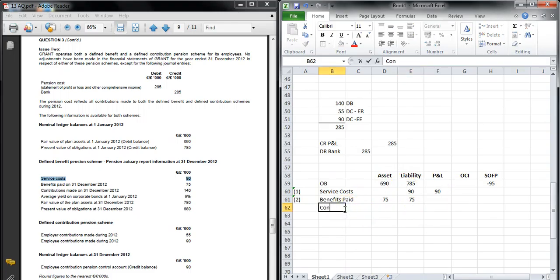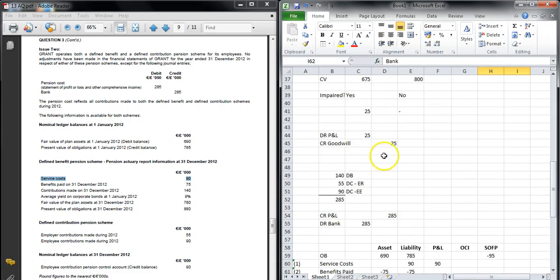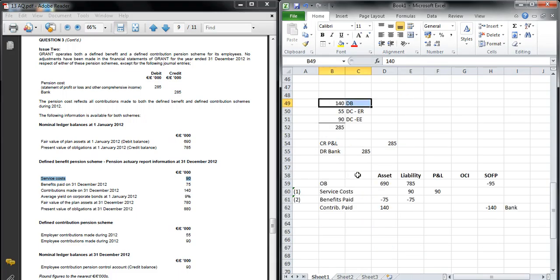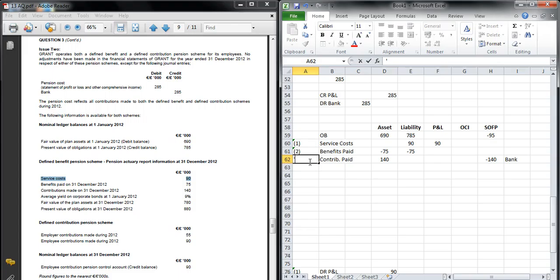The next one is contributions paid. In this case, you're paying contributions into the scheme, therefore you're going to increase the assets by 140. It doesn't go to the P&L, where it goes is to bank. So you can put it here as 140, and minus 140 to the bank if you want to track that. The bank is going to get your increased pension asset by 140 and your credit bank. So you don't actually debit the P&L, as they've done up here. That's not where the 140 goes. It goes to debit in the pension asset.